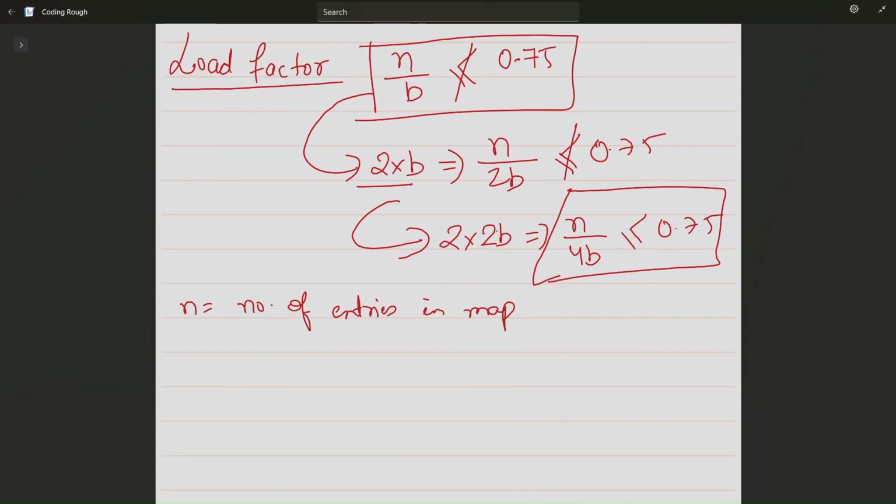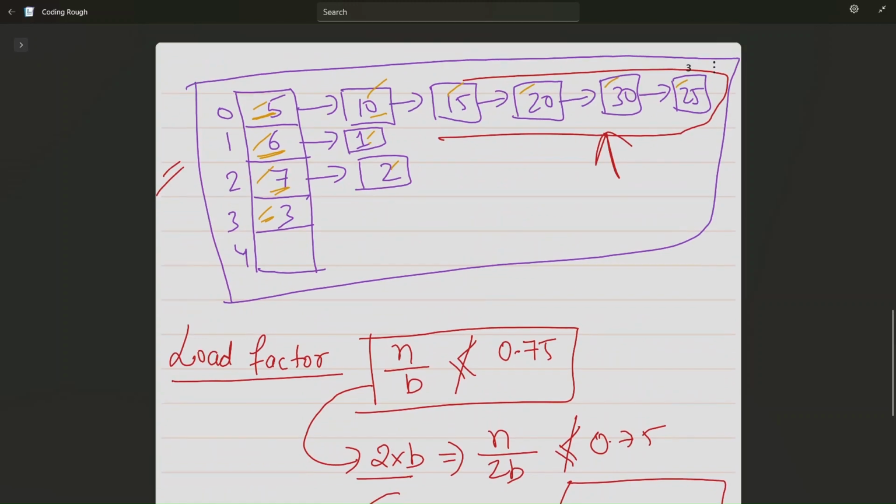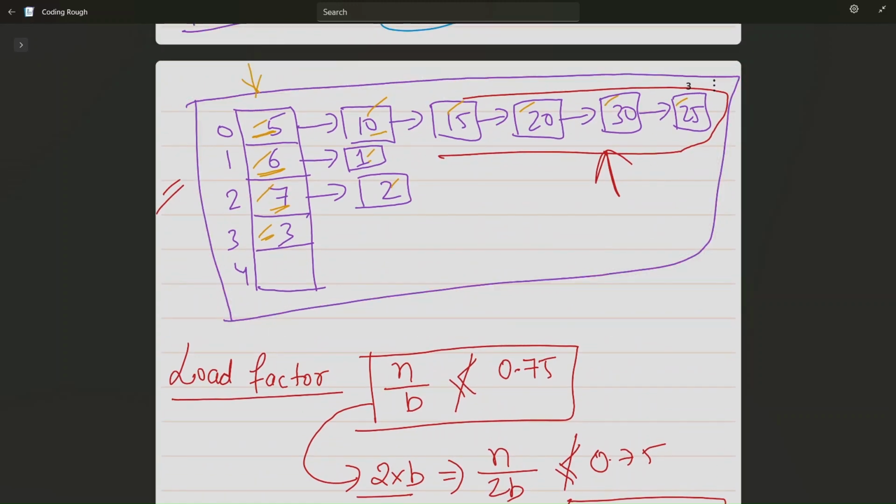Okay, let's calculate b. B is nothing but the bucket. The key is the hash function that we have created, the value that is going to be mapped on this basis. What is the bucket size? 1, 2, 3, 4, 5. So the bucket size of the array is 5 here. 0 we are not counting. So bucket size is 5.